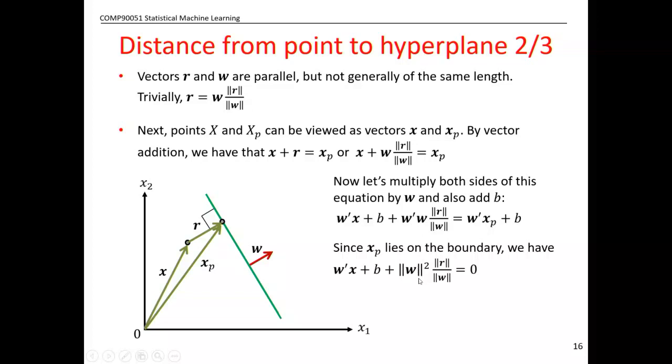Okay, and so as you can imagine, we're going to have a little bit more cancellation. So the denominator here is going to cancel with the exponent. And then what we can do is solve this expression for the length of r, right? So what we end up with is that final expression.